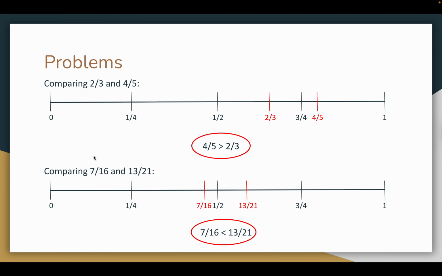If we want to go ahead and look at 7/16 versus 13/21, my 7/16 is to the left, my 13/21 is to the right, both compared to this 1/2 benchmark. So we know that Pac-Man wants to eat 13/21, where that 7/16 is less than 13/21.